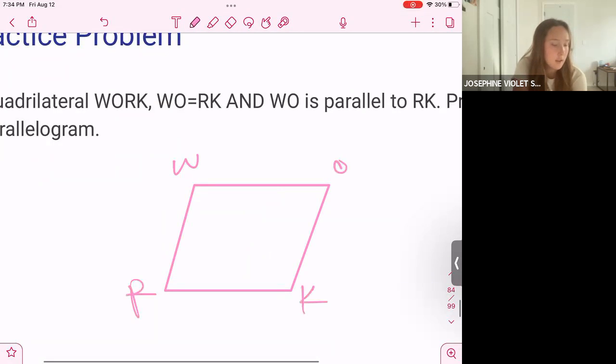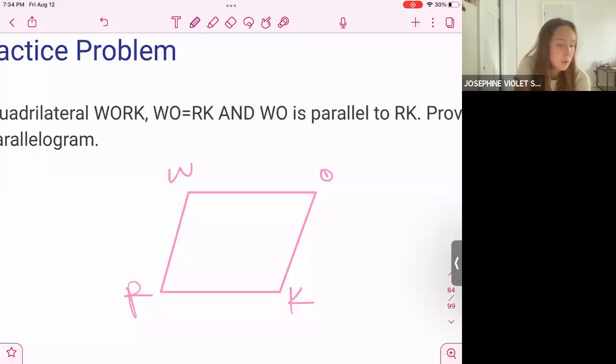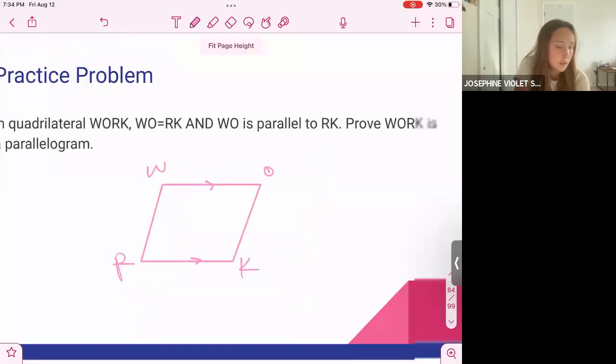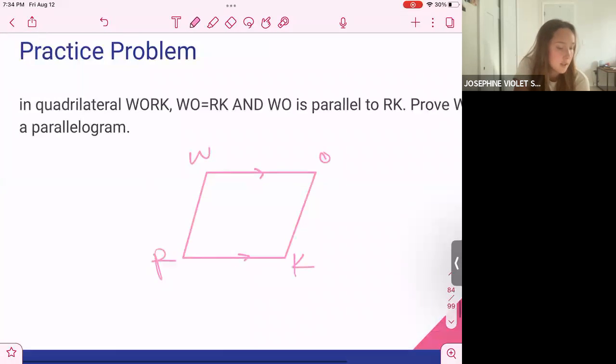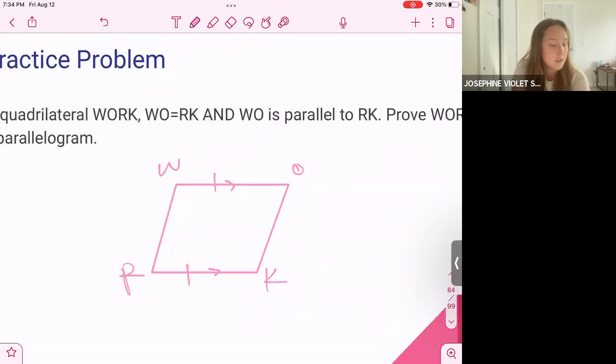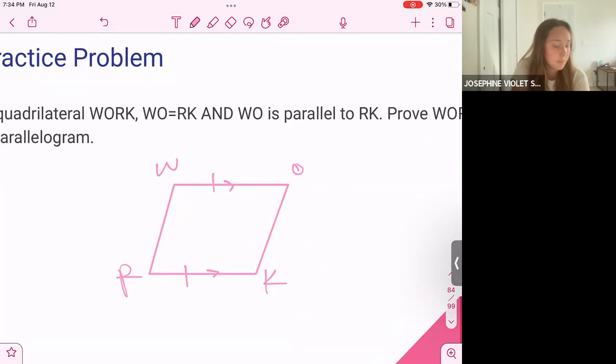WORK. So what do we know? We're given that WO is parallel to RK, and we're given that WO is the same length as RK. Okay, so from here, what do we have? I always see where I can draw triangles and where I can make things fit, and just where we can use what we know. So here I see an opportunity to go from R to O.